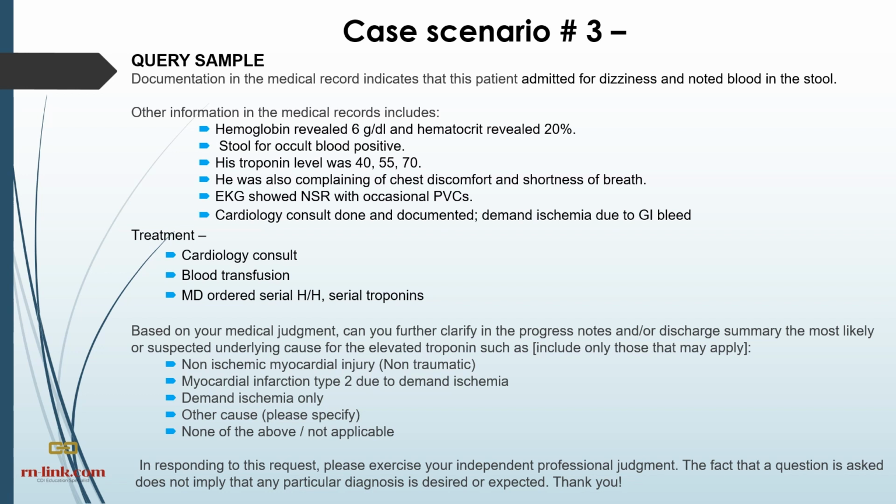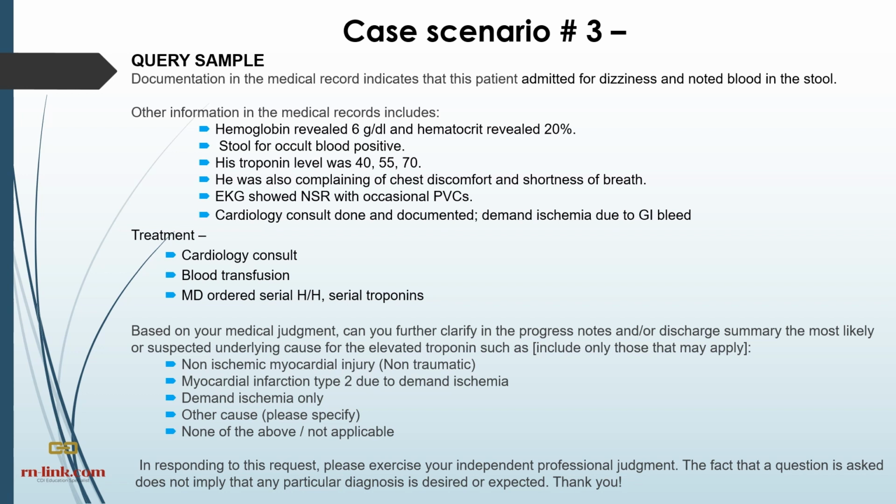Stool for occult blood positive. His troponin level was 40, 55, 70. He was also complaining of chest discomfort and shortness of breath. EKG showed a normal sinus rhythm with occasional PVCs. Cardiology consultation done and documented, demand ischemia due to GI bleed.